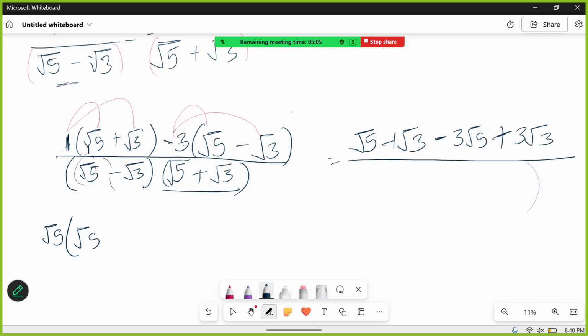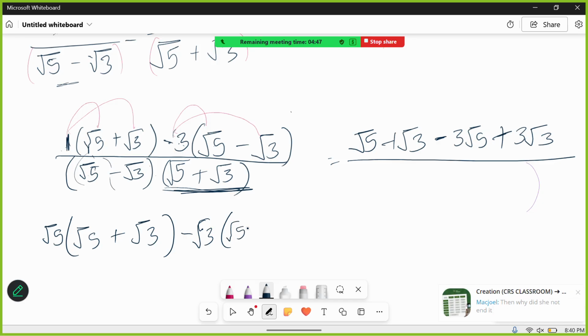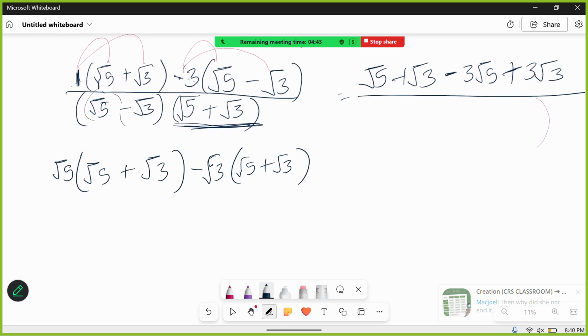That is root 5 times this root 5 here times root 5 plus root 3. And also we'll pick this minus root 3 here and multiply everything here also. So that will be also minus root 3 times root 5 plus root 3. You get that? So once we open it, we'll be having root 5 times root 5 will give us 5. I've said that before. Root 5 times 3 will give us plus root 15.